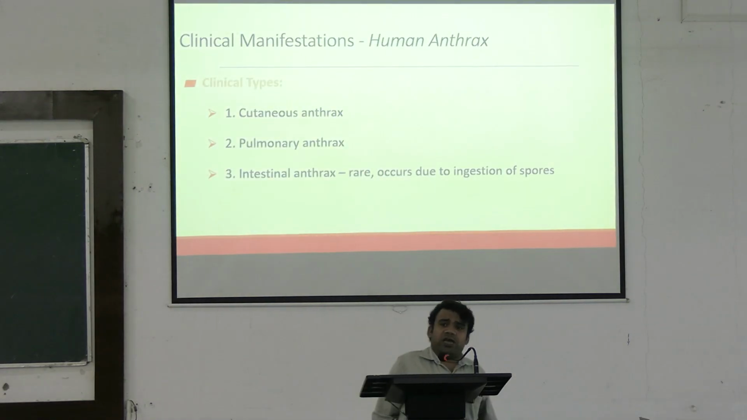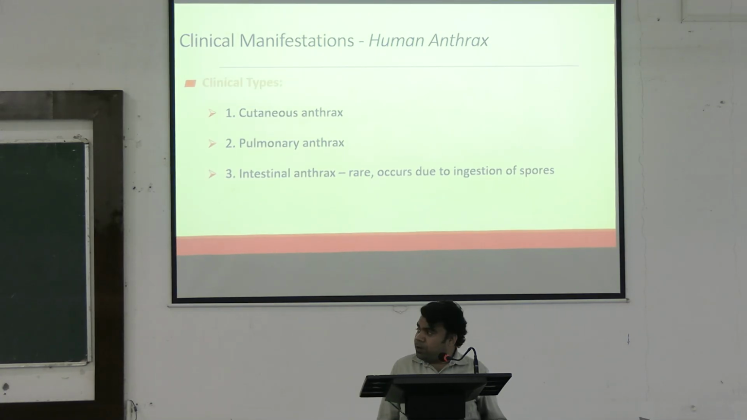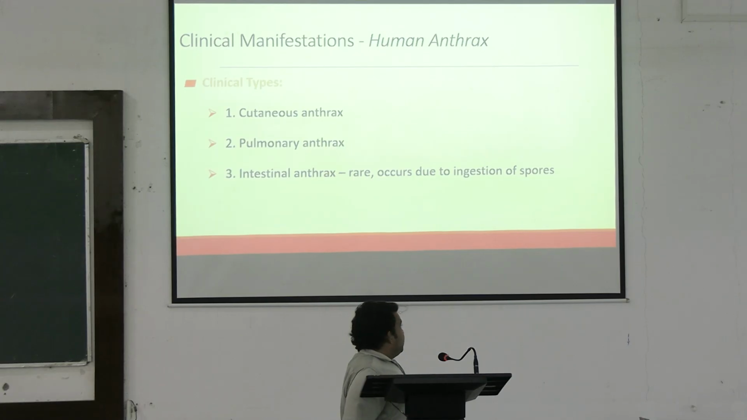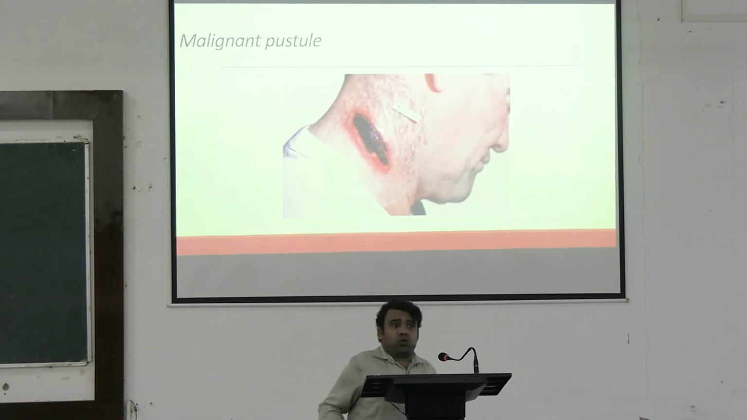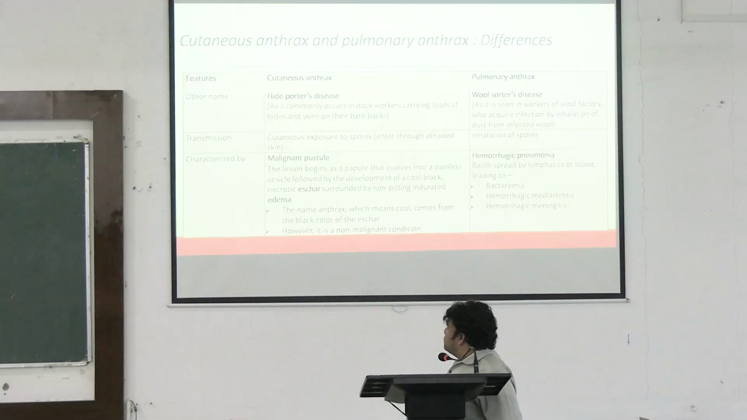So, similarly, we have three types of clinical presentation. One is called cutaneous anthrax, then pulmonary anthrax, and finally we have intestinal anthrax. Now, if we look at this picture, this is a classical picture of an eschar formation or black discoloration of the lesion. Basically, the cutaneous anthrax presents like this, and this is called a malignant pustule. Although it's a pustule, it looks black in color.